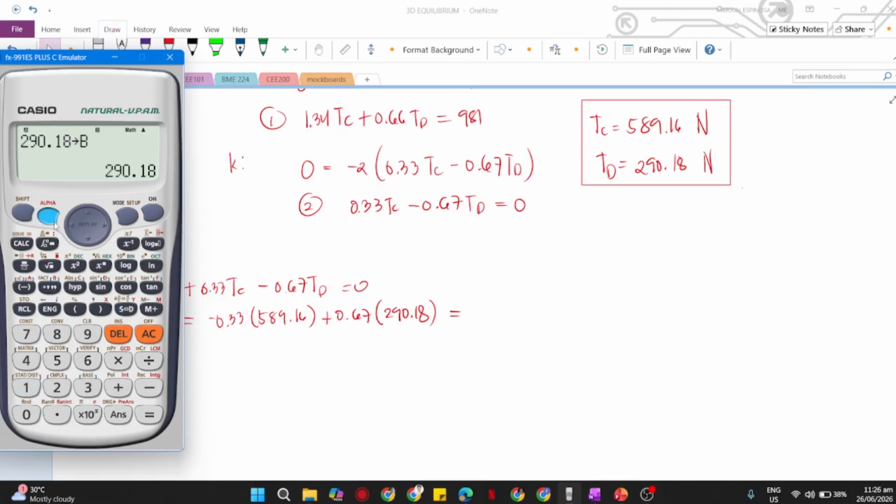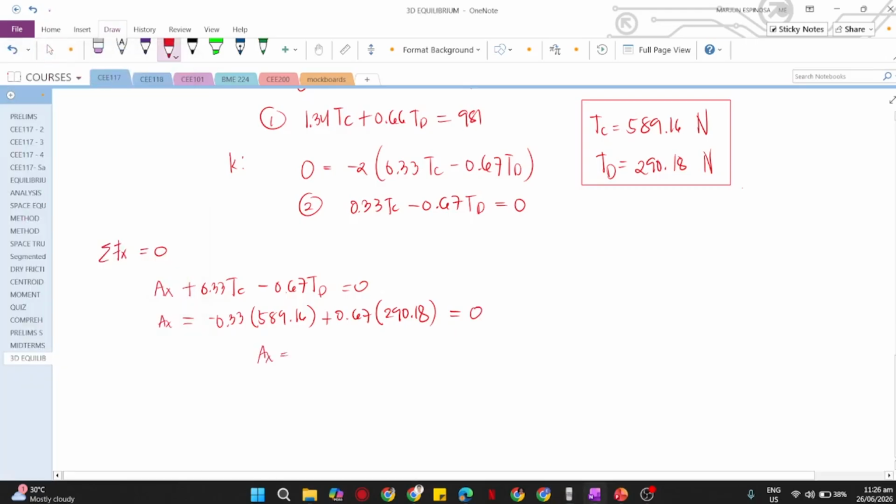So we have alpha A and alpha B. Negative 0.33 alpha A plus 0.67 alpha B. Press equal, and that is actually approximately 0. So the answer is that our AX is 0. That is our AX. That is possible, class.